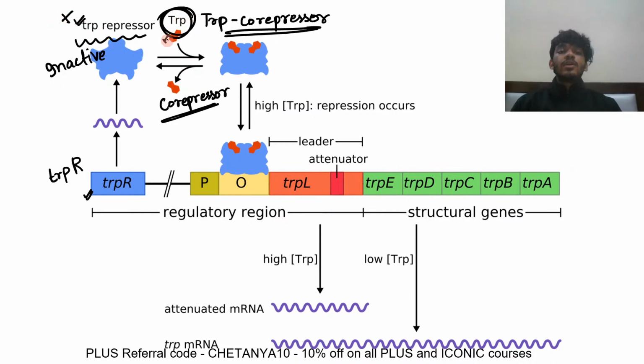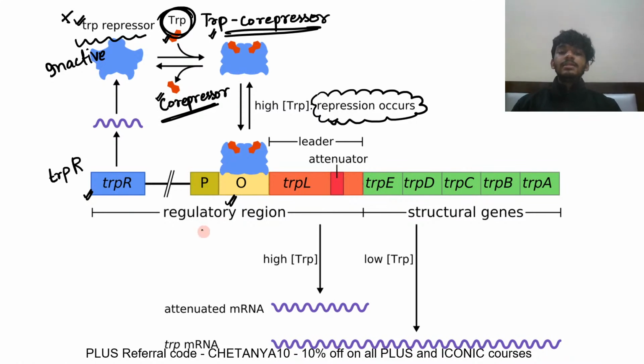So when there is a high amount of tryptophan, it will come and bind to the tryptophan repressor, and then this TRP repressor co-repressor complex will go and bind to the operator site, and it will lead to repression of transcription. So this is where you will control the initiation of transcription. Okay, very simple to understand. Nothing is complicated here, right?